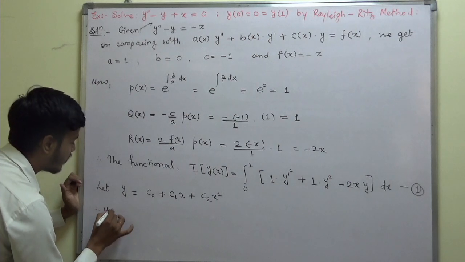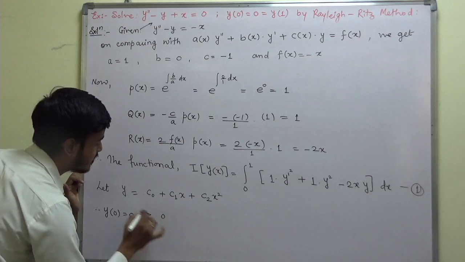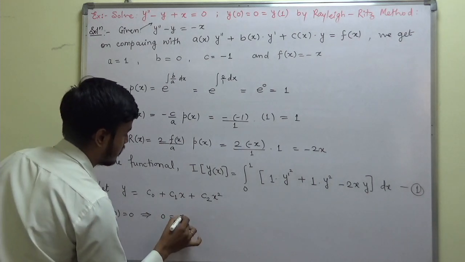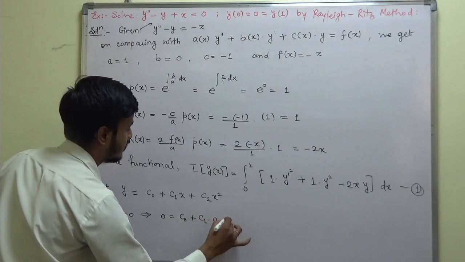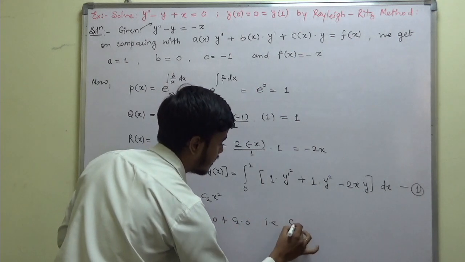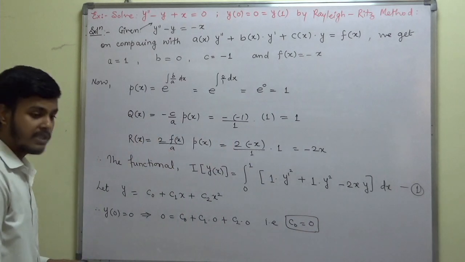Therefore y of 0 is equal to 0 implies 0 equals C0 plus C1 into 0 plus C2 into 0. So I am getting C0 to be 0.